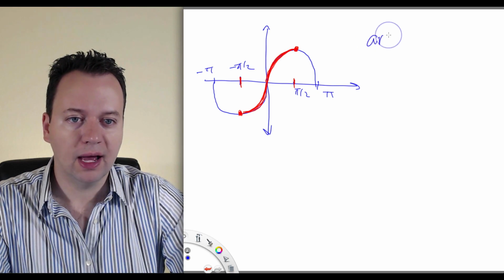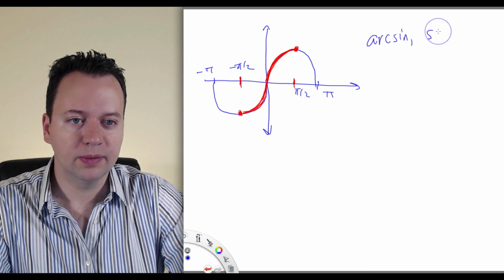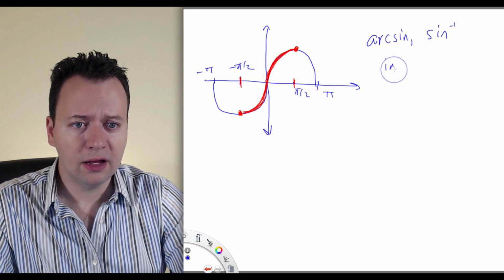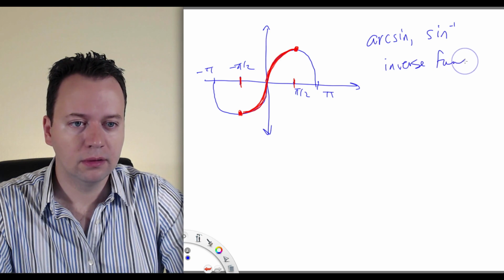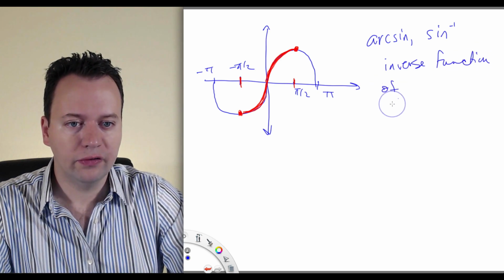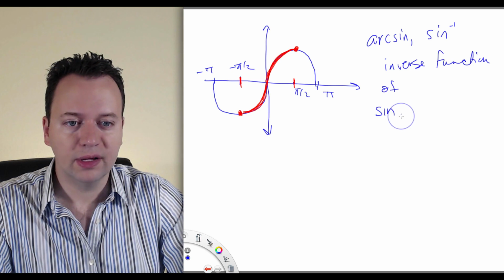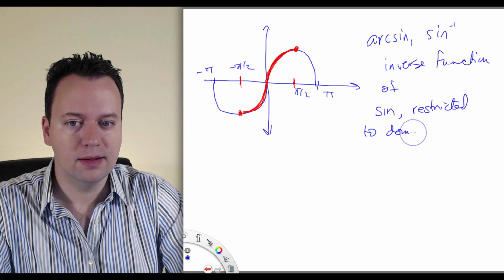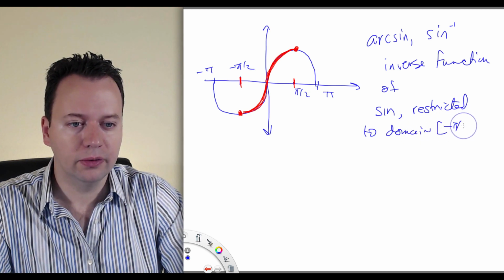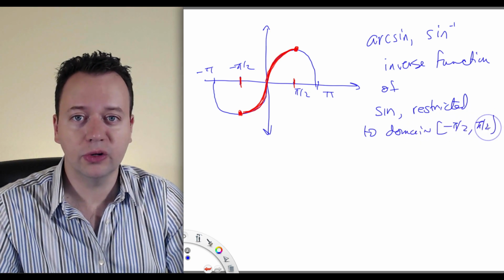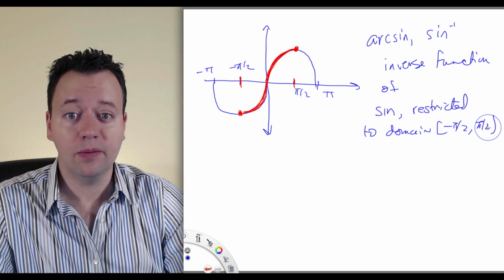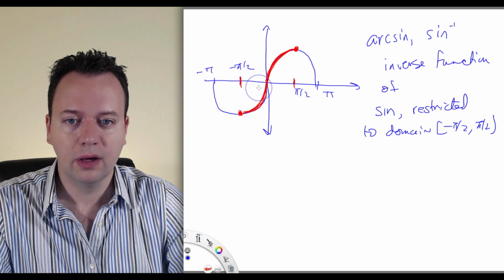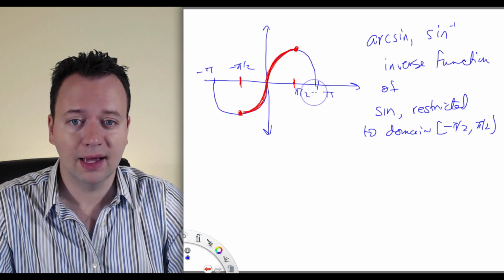So the function arc sine, or sometimes it's denoted with sine minus 1, is the inverse function of sine, but sine restricted to the domain minus pi over 2 to pi over 2. Because on this restricted domain, the function sine of x is invertible. If you just look at the red portion of the curve, you see that it does satisfy the horizontal line test.